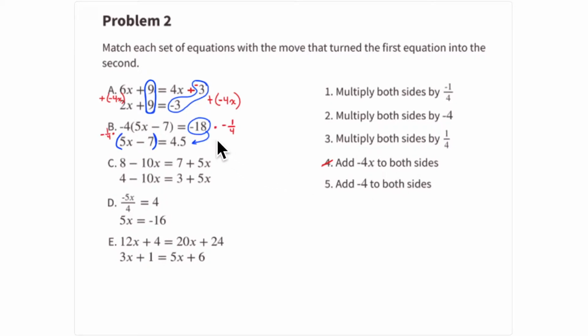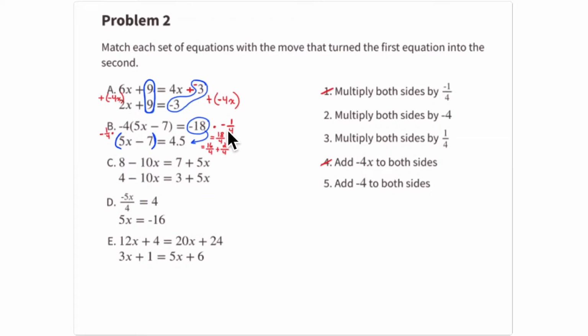For B, they're getting rid of this factor right here by multiplying by negative 1/4. So negative 1/4 times negative 4 equals 1. So that gets rid of that negative 4 as a factor. And also, 4 5/10 is the result of multiplying negative 18 times negative 1/4. So this is the opposite. So negative 1/4 times negative 18 is the opposite of 1/4 times negative 18. And the opposite of that is a positive 18/4.